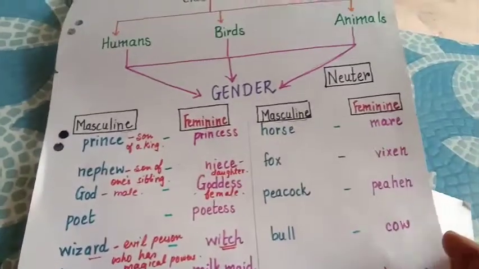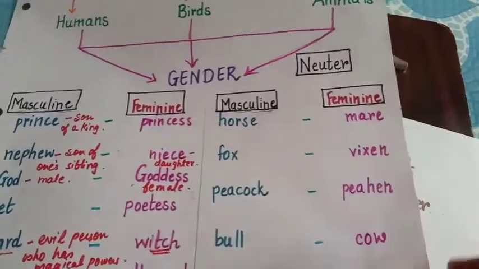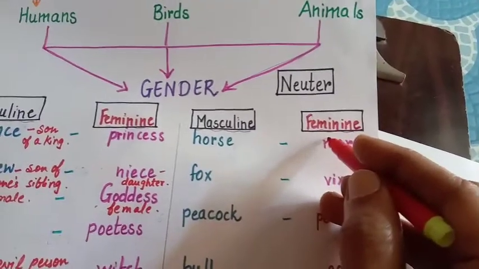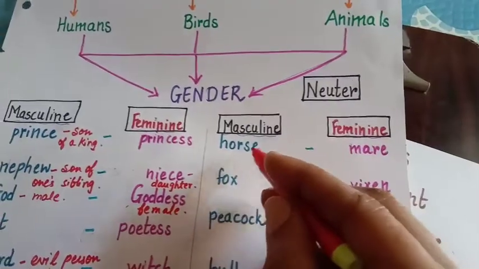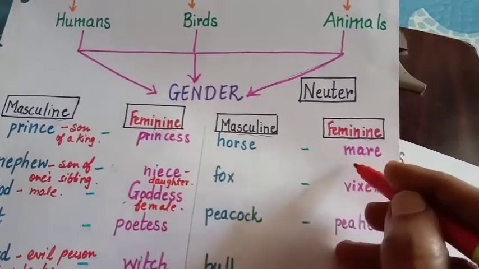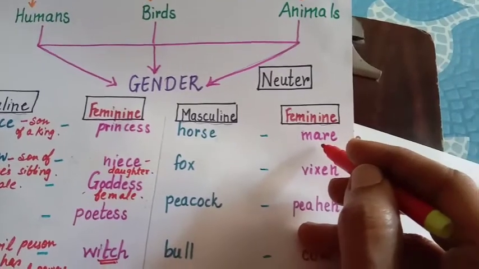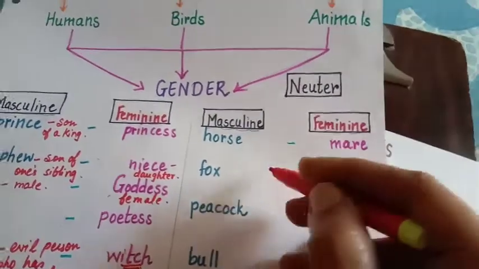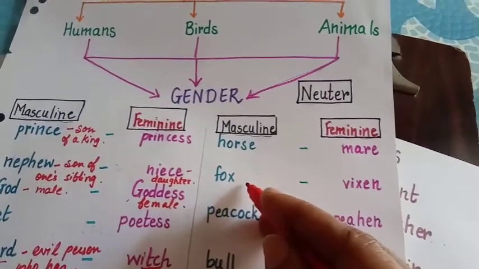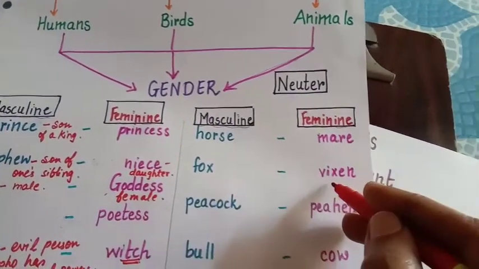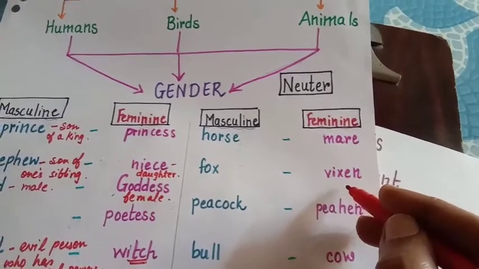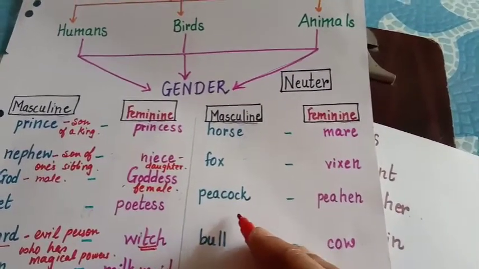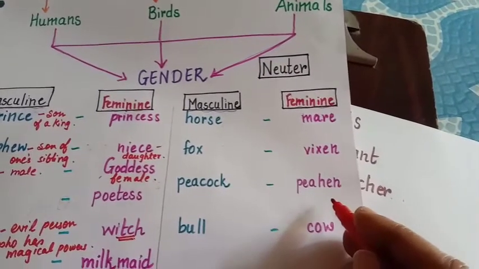Okay. Now next we deal with the animals, in the masculine and the feminine form. Okay, a male horse and a female is known as mare. Okay, horse, mare. Similarly with the fox, the male is known as a fox and the female is known as vixen. Okay, next is a peacock and the female is a peahen.